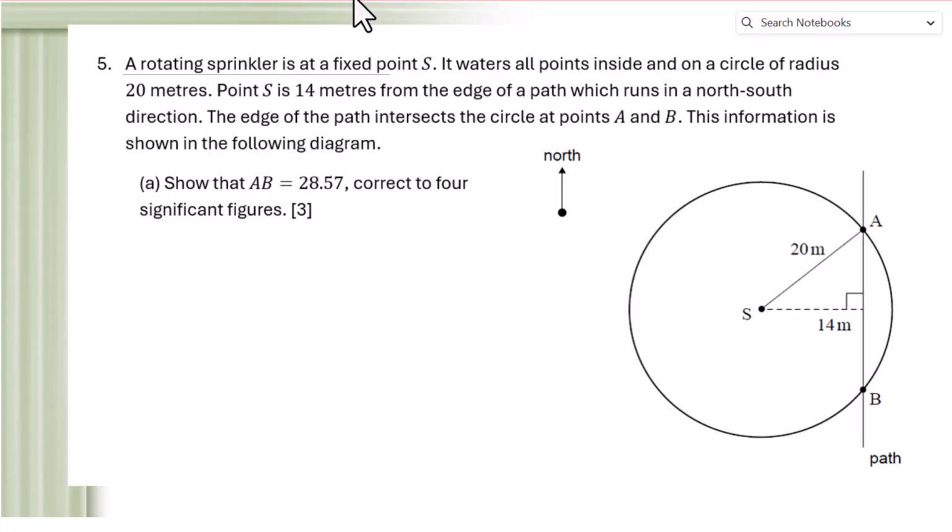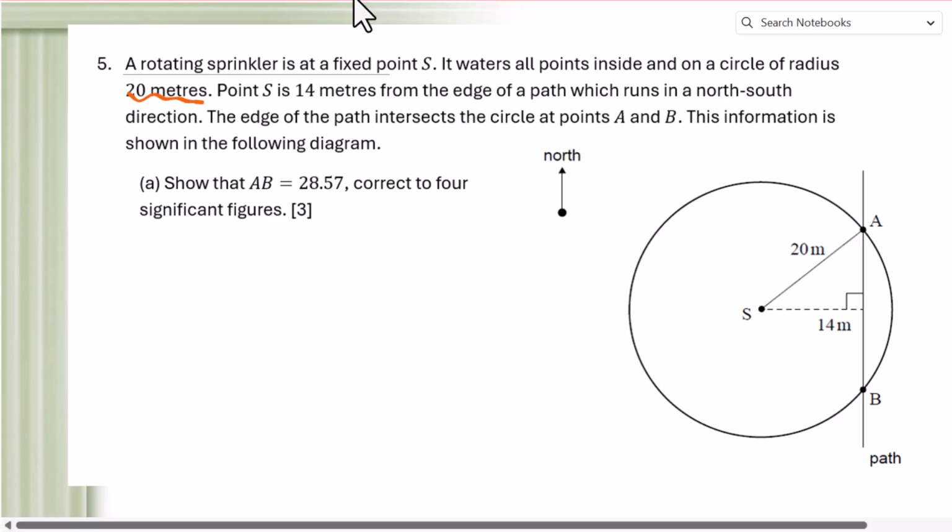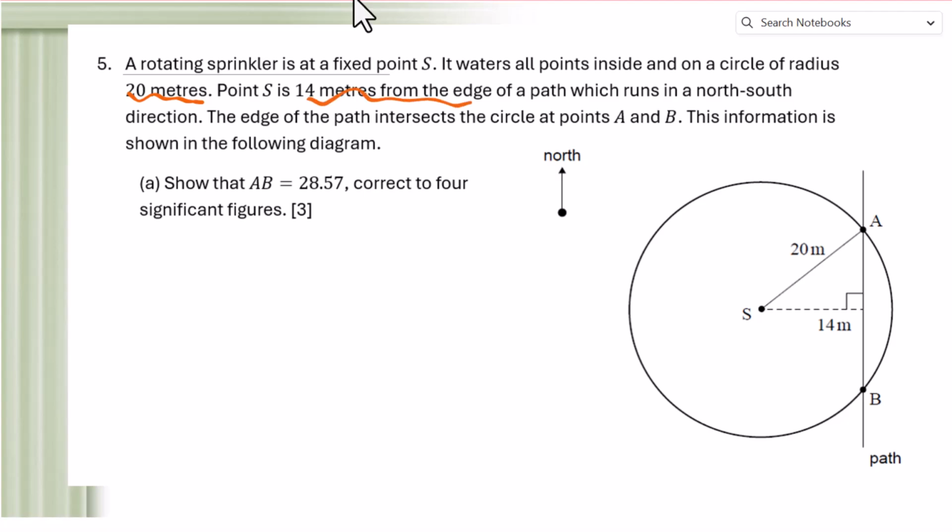Question 5. A rotating sprinkler is at a fixed point S. It waters all points inside and on the circle of radius 20 centimeters. Point S is 14 meters from the edge of a path, which runs in a north-south direction. The edge of the path intersects the circle at points A and B. This information is shown in the following diagram.